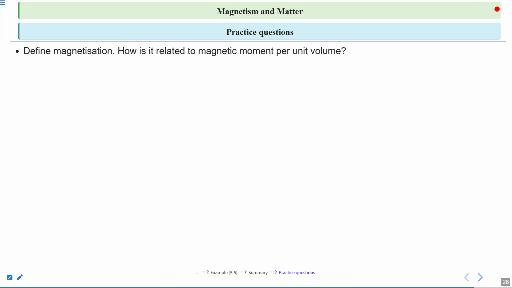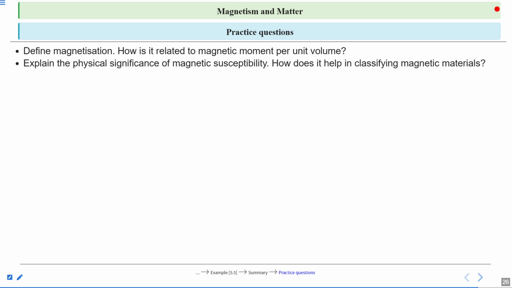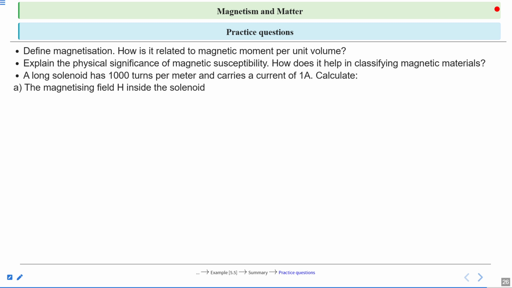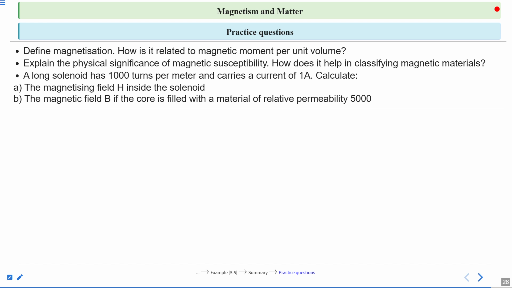These are all the formulas that we have studied in today's lecture. There are some practice questions. Define magnetization. How is it related to magnetic moment per unit volume? Explain the physical significance of magnetic susceptibility. How does it help in classifying magnetic materials? A long solenoid has 1000 turns per meter and carries a current of 1 ampere. Calculate the magnetizing field H inside the solenoid, and the magnetic field B if the core is filled with a magnetic material of relative permeability 5000, meaning mu r equal to 5000. Got it?